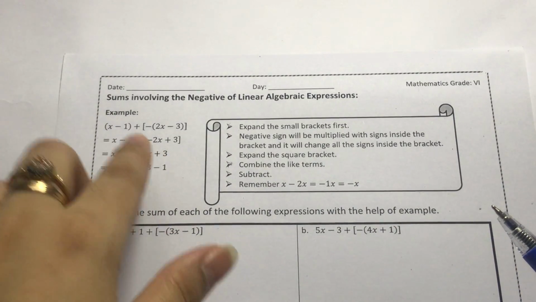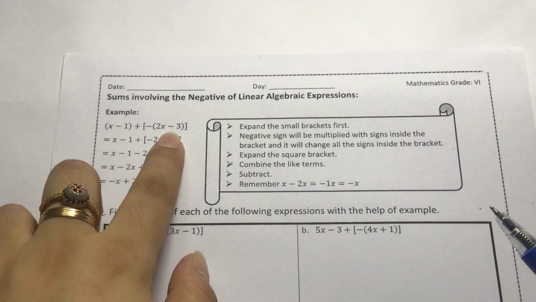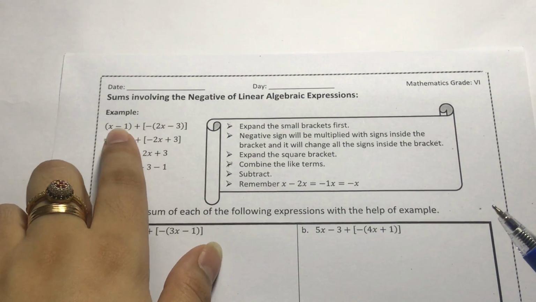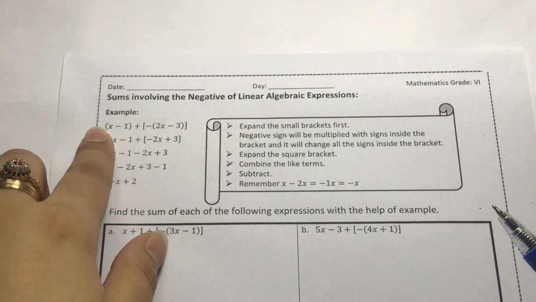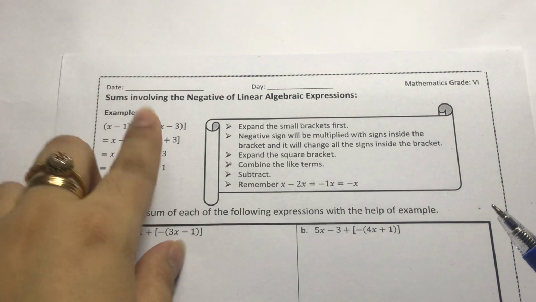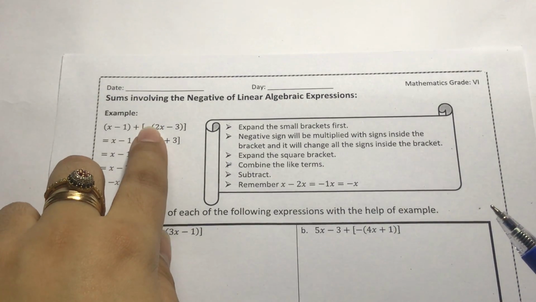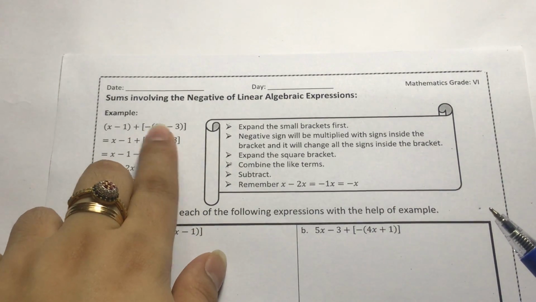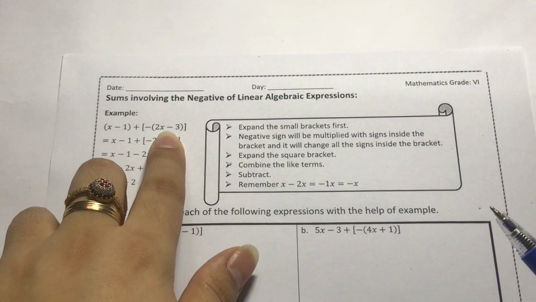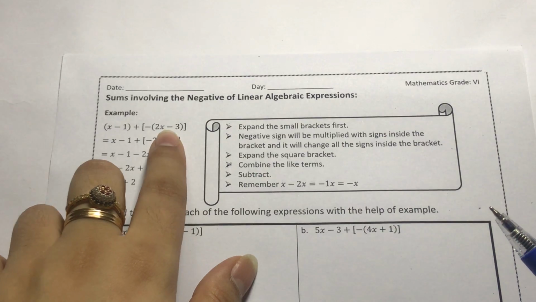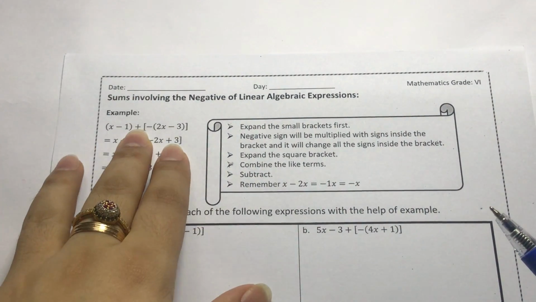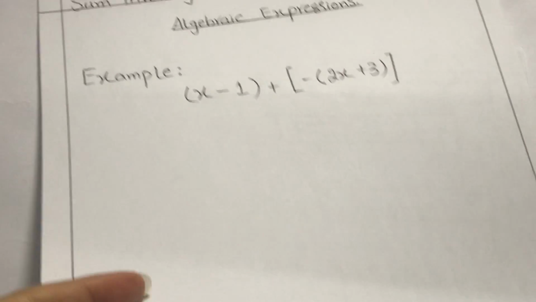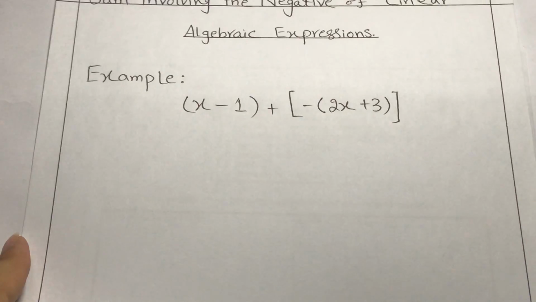Students, in this topic you can see there are two algebraic expressions involved with brackets. One algebraic expression has no sign outside of the bracket and one algebraic expression has a negative sign. That means this is the sum in which the negative of an algebraic expression is involved. Right? How can you solve these types of sums? Let's solve an example to understand the procedure.